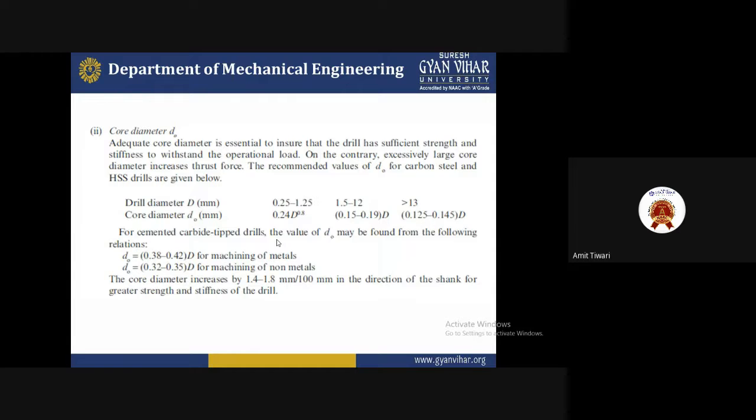Now next, the core diameter increases by 1.4 to 1.8 mm per 100 mm in the direction of the shaft, for the greatest strength and stiffness of the drill. So these are some actual ranges, fixed at 1.4 to 1.8 mm per 100 mm. These are the operations we use, and the greater strength and stiffness of the drill are obtained from them. These are some conditions which we have observed.